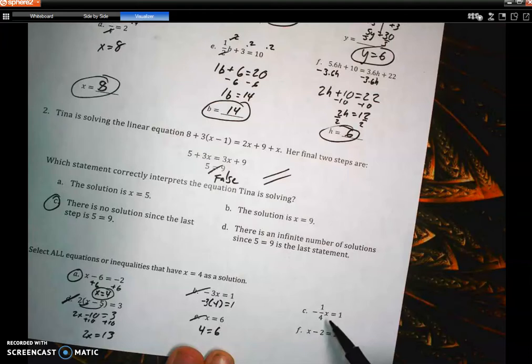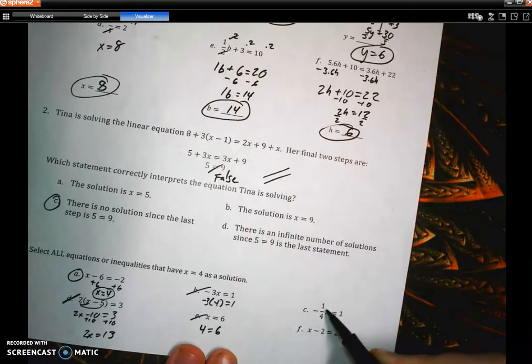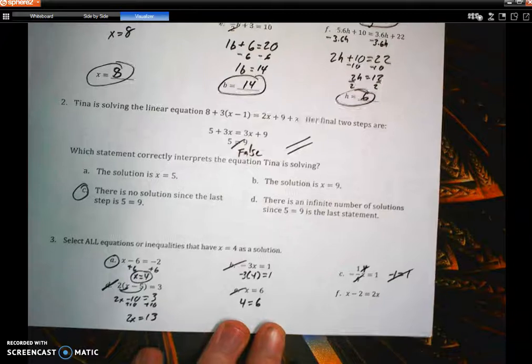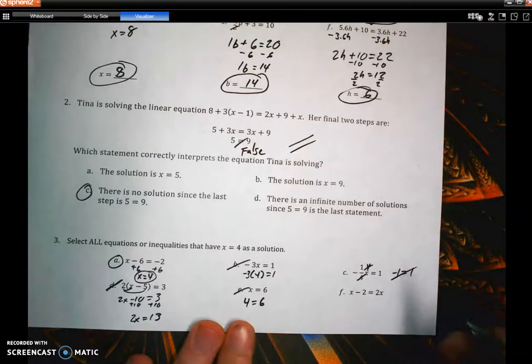Negative 1/4 times x equals 1. Well, negative 1/4 times not x anymore, it's times 4. And actually the 4's would cancel out. Does negative 1 equal 1? No, it does not. So therefore that wouldn't be 1 either.